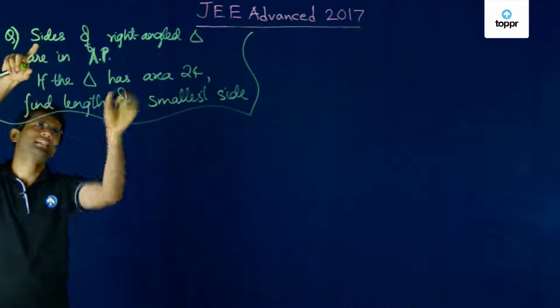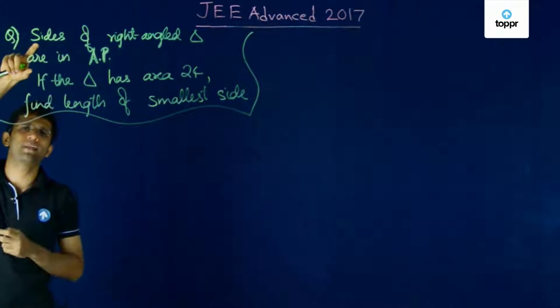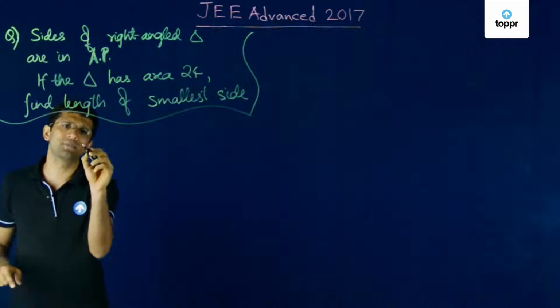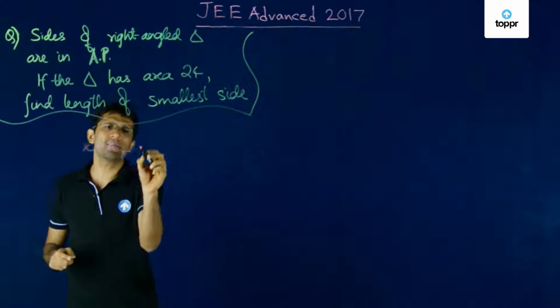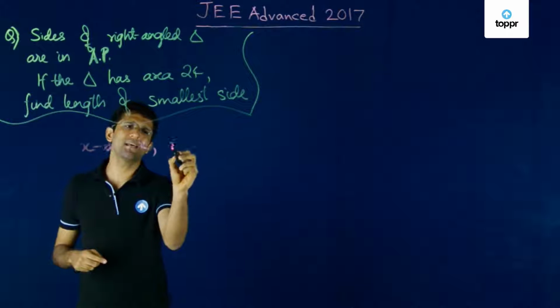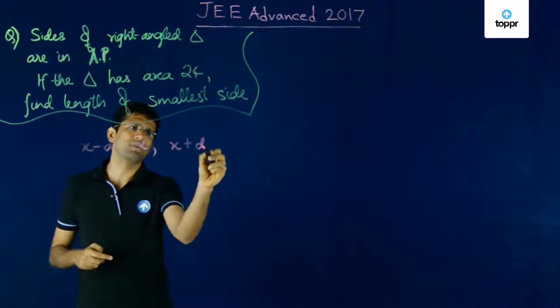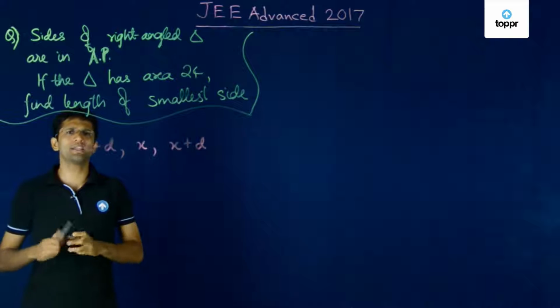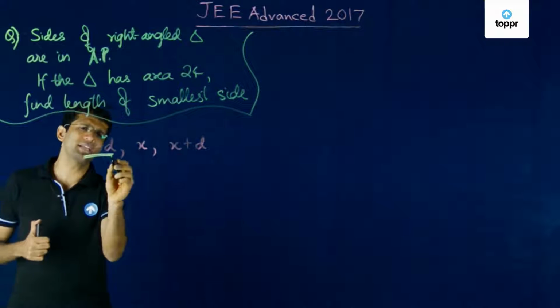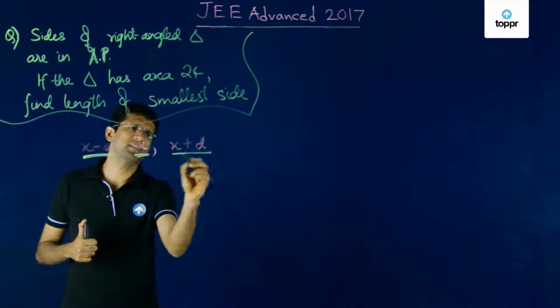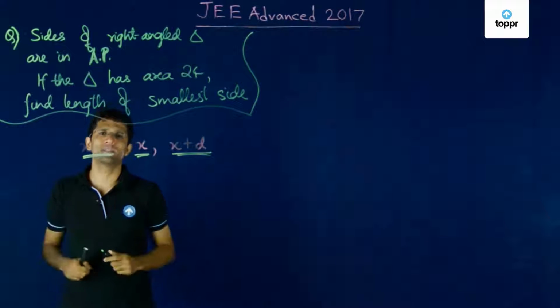Firstly, we have been given that sides of a right angle triangle are in arithmetic progression. So we can take the sides as x minus d. The second side can be taken as x and the third side can be taken as x plus d. Because the three sides are in arithmetic progression, we have taken the three sides to be x minus d, x and x plus d. That is, these are the lengths of the three sides.